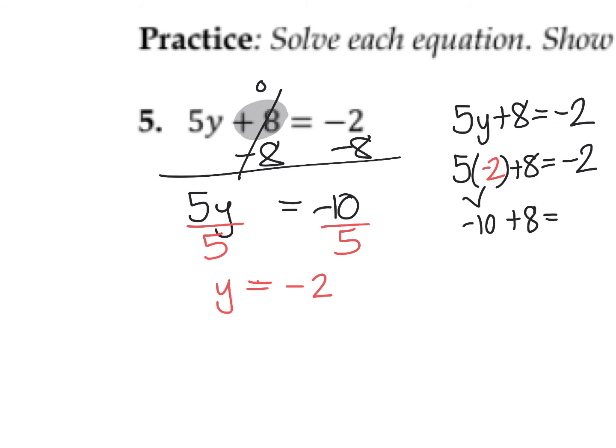Bring down the rest, plus 8 equals -2. -10 plus 8 is -2, so we get -2 equals -2, and we know our answer is correct before we move on. So I always suggest that you check your work. You're not required to, but it's great practice.